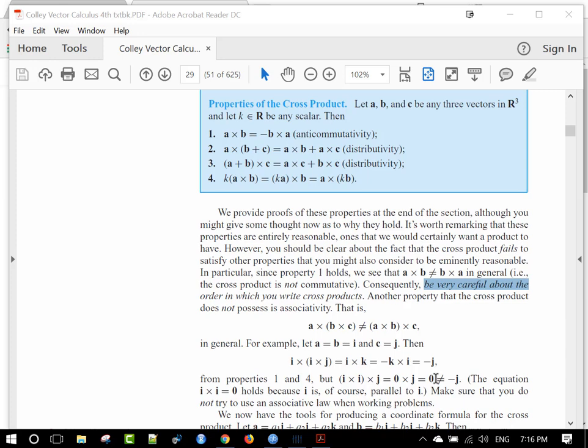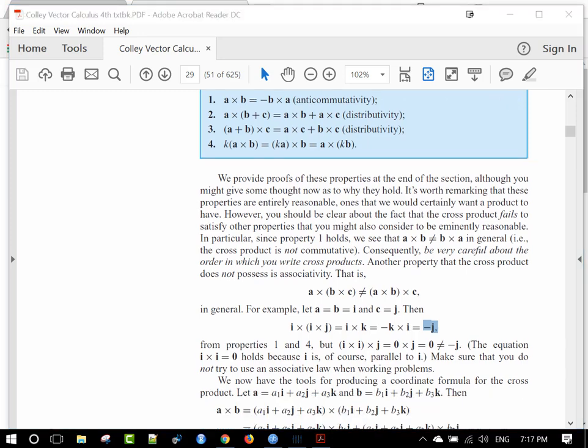Let's see, why is that? Because i cross i, if we do these two first, then the angle between i and i is 0. And remember, we have the sine of the angle for the cross product, where it was the cosine of the angle for the dot product. So the sine of 0 is 0, so this is just 0. You get 0, you don't get minus j. So we don't have this associativity property. That is something we have to remember.